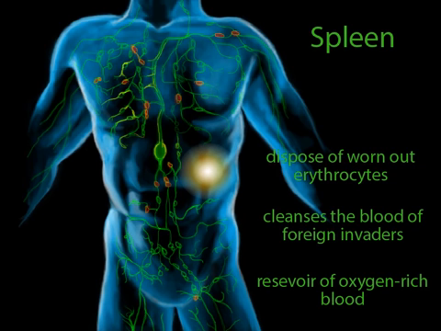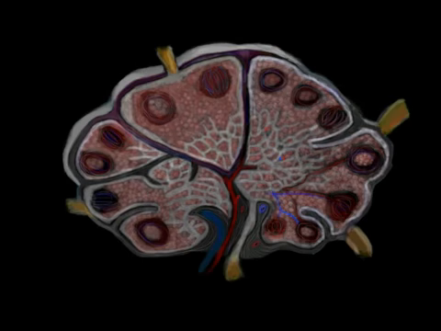Of course, the overall function is not as good as when the spleen was present in the body. As a result, people who have their spleens removed are more susceptible to infections and more sensitive to hemorrhage. The spleen is roughly the size of a clenched fist. Unlike lymph nodes, however, the capsule or outer cover of the spleen contains smooth muscle tissue.